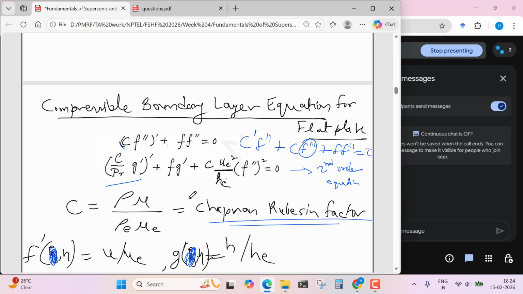So here if you expand this term, because we have to expand all these terms since this is the derivative, it will be C dash F double dash plus C F triple dash for this term plus F F double dash. So you can see highest order is third, so this equation is third order.